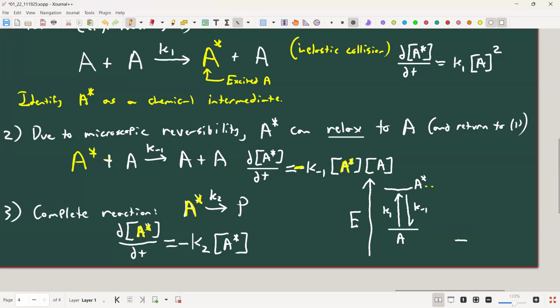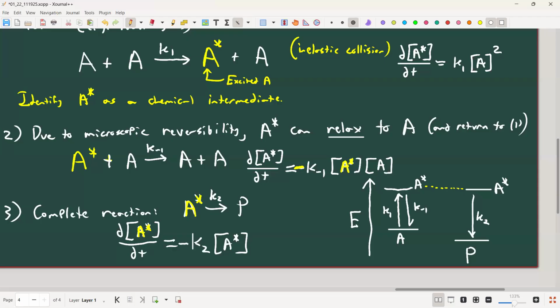We'll say it's at lower energy. So it's exothermic. A star exists over the barrier. There is a barrier. So this is like A star over here. And there's some rate that converts this down, K2. So that's what our reaction looks like. Just 3 rates to do.